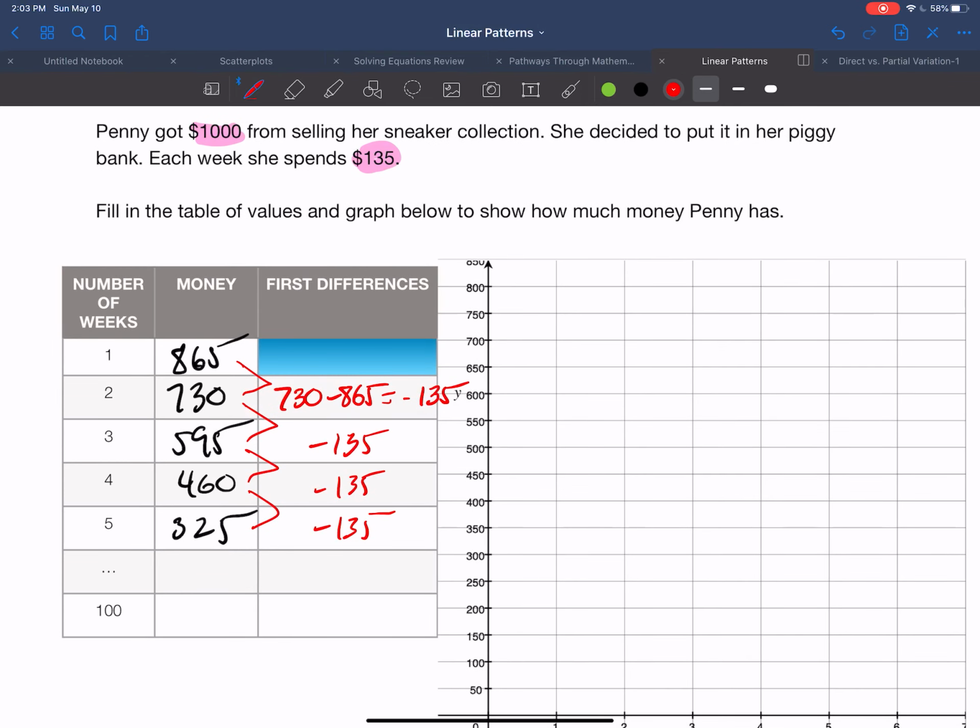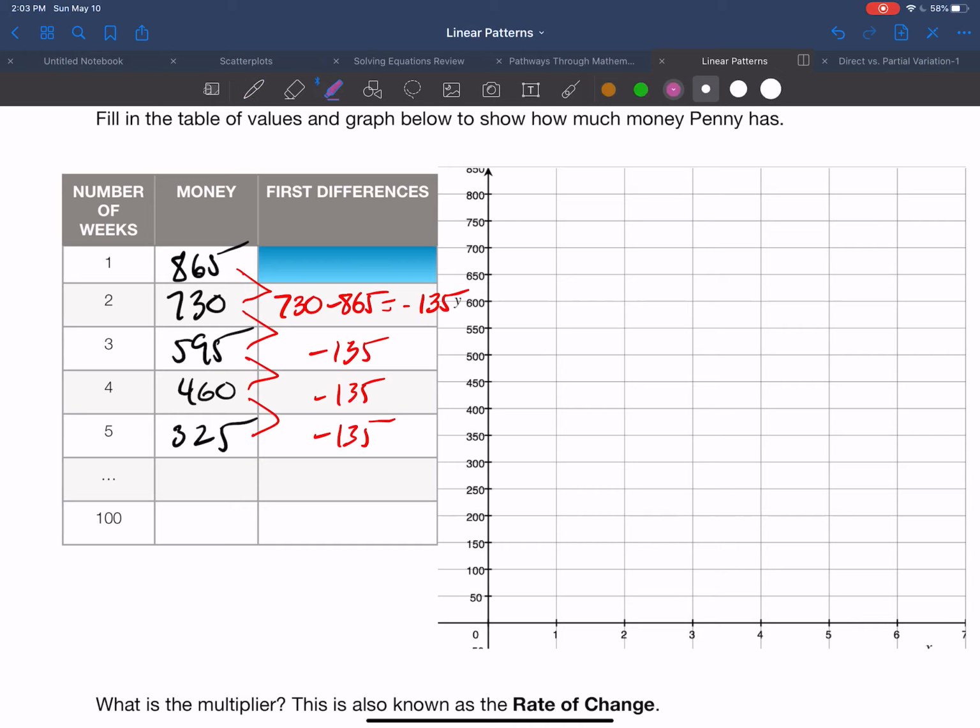So we're going to graph this now. Remember that our coordinates come from here, 865. So 865, this goes off the graph, so we'll just estimate. 730, about there, 595, close to 600, 460, and 325.